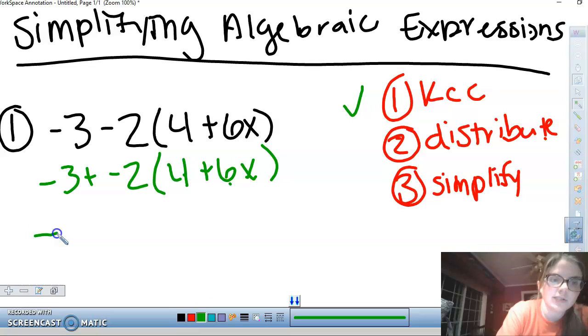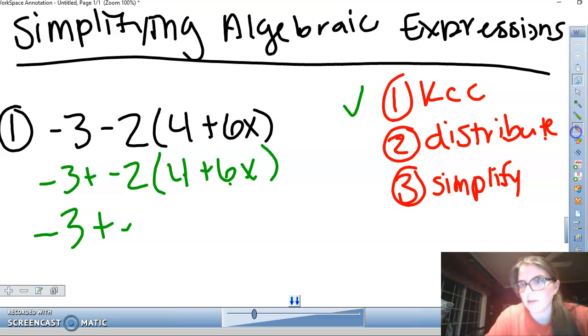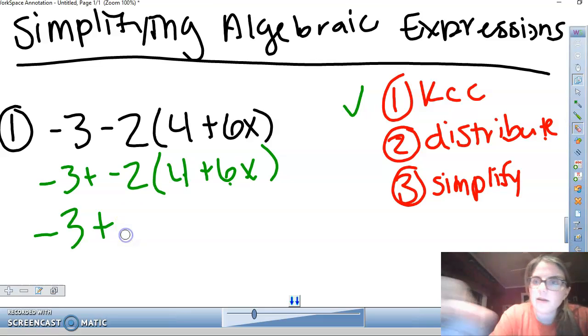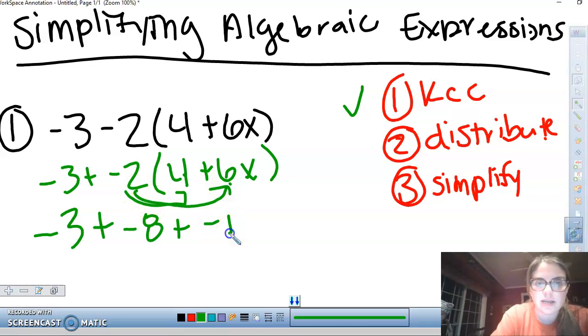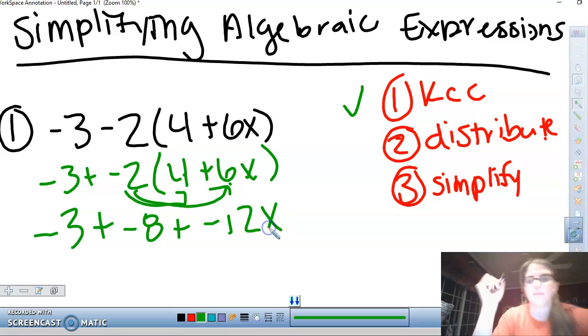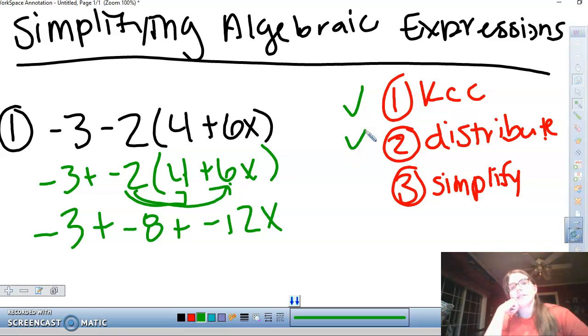So the -3 is just going to stay the same, plus negative, oh, well, actually I don't even know if it's negative yet, so I don't know why I wrote that. All right, -2 times 4 is going to give me a -8, plus -2 times 6x is going to give me a -12x. So now, check on that, I'm going to simplify.